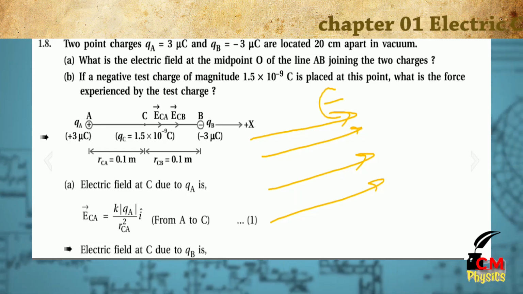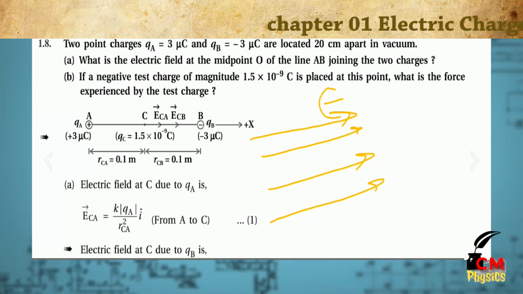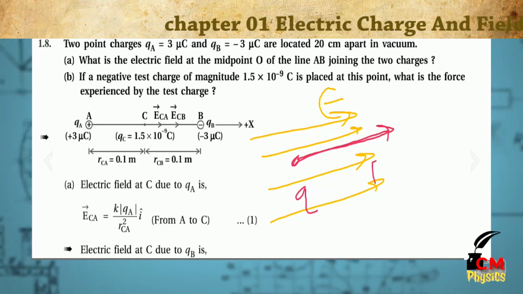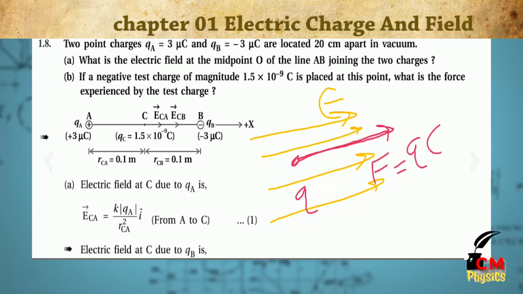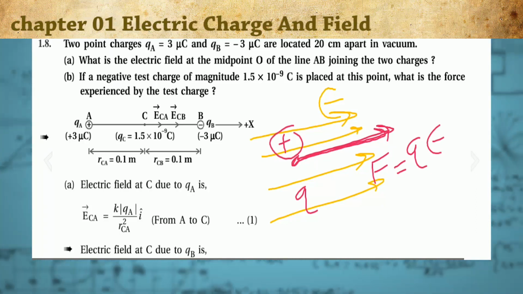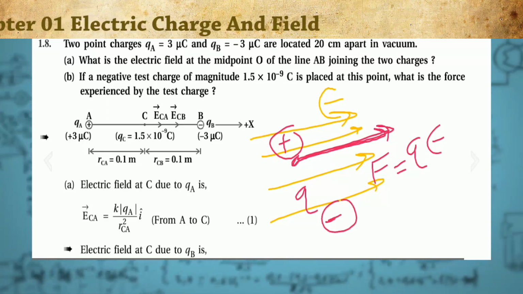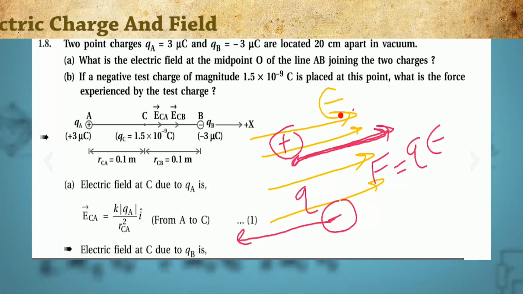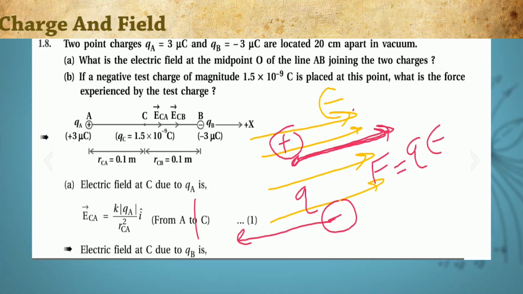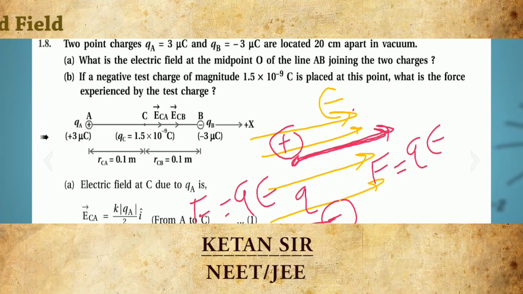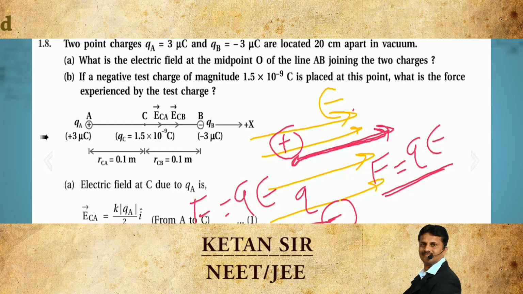Inside the electric field, if you put any charge Q, then the force experienced by the charged particle is F equals QE. If it is a positive charge, it experiences the force in the direction of the electric field, and if you have a negative charge, then it experiences the force opposite to the electric field, and its value is the same, F equals QE. Remember that formula, force equals Q into E. Here Q is the charge.